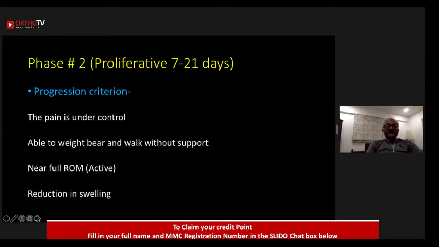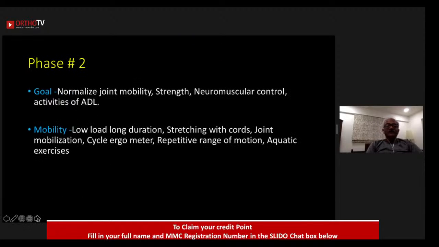The progression criteria are that the pain is under control, the patient is able to bear weight and walk without support, has near full active ROM, and there is a reduction in swelling. In phase 2, the goals we want to achieve are to normalize joint mobility, improve strength, improve neuromuscular control, and resume activities of daily living.